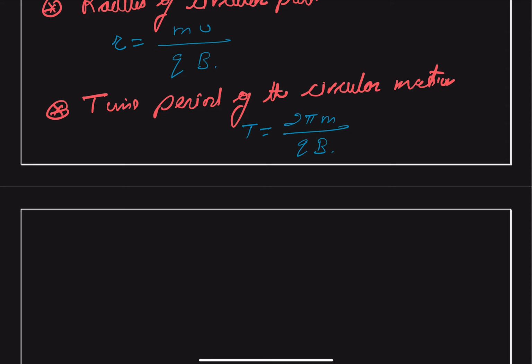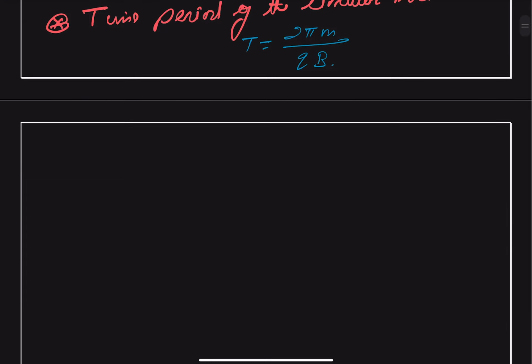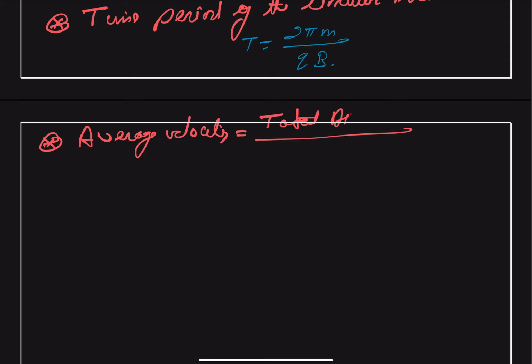And so average velocity will be equal to total distance traveled divided by total time taken. We can say average velocity is equal to total distance divided by total time.